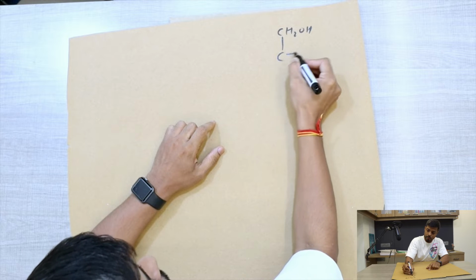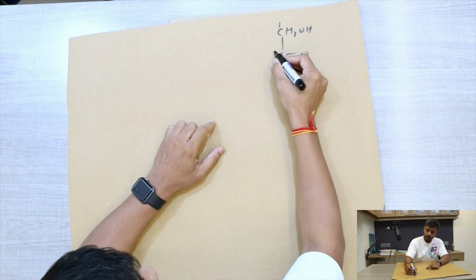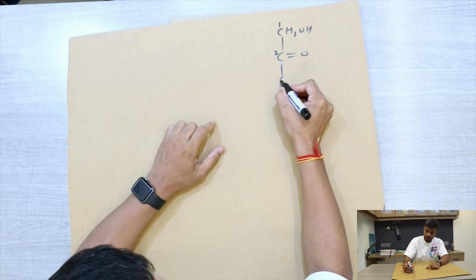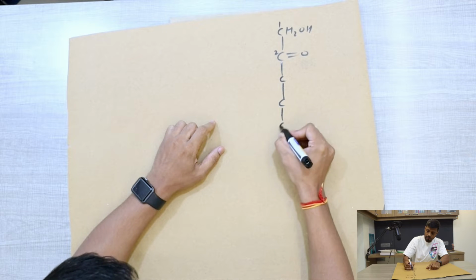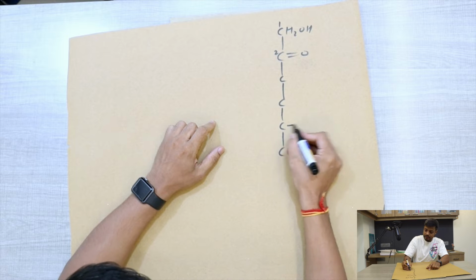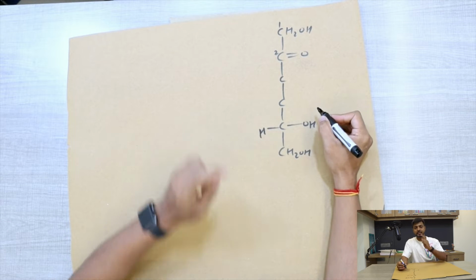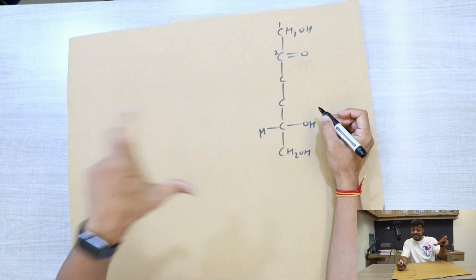CH2OH, it's a ketone group, so it cannot be at the terminal position. It is at carbon number 2, 1, 2. We have 3, 4, 5 and 6. CH2OH. In this we have OH, because this is basically capital D. They actually resemble glyceraldehyde molecule.